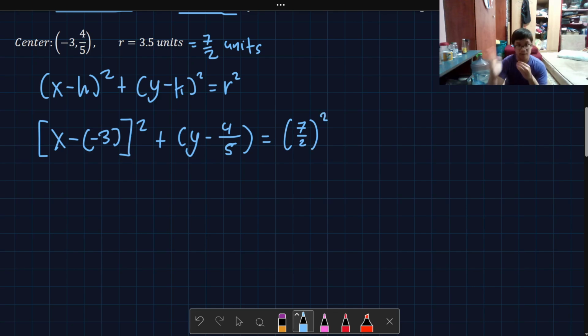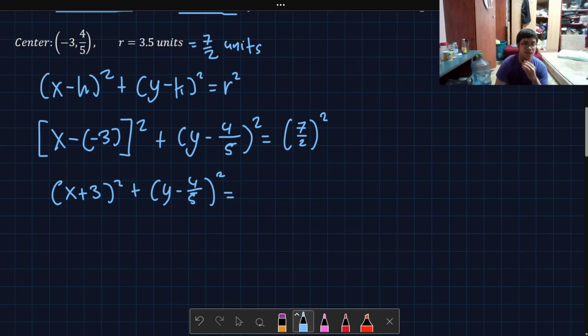Then we now simplify. Okay, so we have on the left side x minus negative 3. So again, it's like negative times negative 3. So you will have positive 3. So x plus 3 squared. Plus here we have y minus 4 all over 5 squared. Oh yeah, I forgot to put a squared here. That's it. Then here, square 7 all over 2. This would become 49 all over 4. All right? Because here, just have a recall.